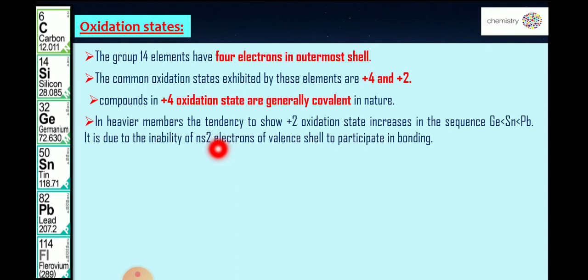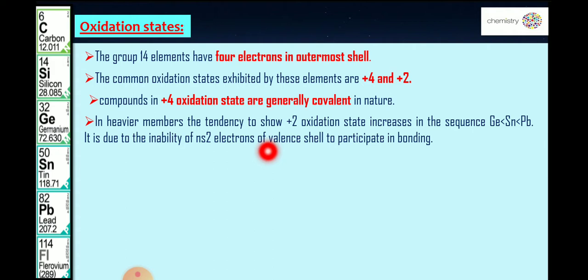What does +2 mean? Only np2 electrons may be involved in chemical bond formation, not ns2. Why not ns2? It is due to the inability of the ns2 electrons of the valence shell to participate in bonding. What's the reason for this? I have told you in the previous classes, in the study of group number 13. When you move down, the d and f orbitals start filling, there will be a shielding effect, followed by the inert pair effect.